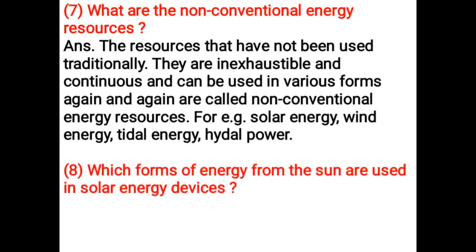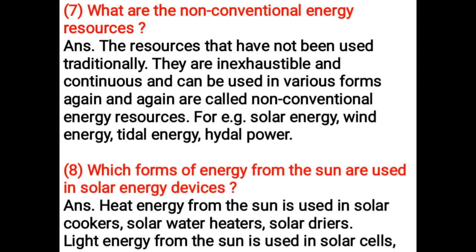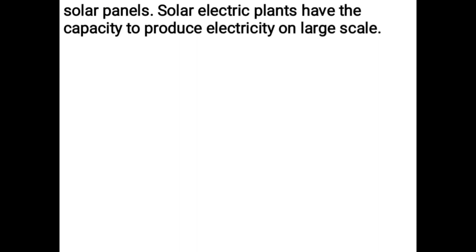Which forms of energy from the sun are used in solar energy devices? Heat energy from the sun is used in solar cookers, solar water heaters, solar dryers. Light energy from the sun is used in solar cells, solar panels. Solar electric plants have the capacity to produce electricity on a large scale.